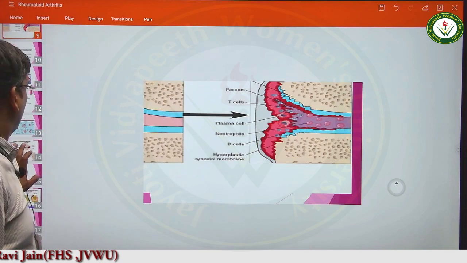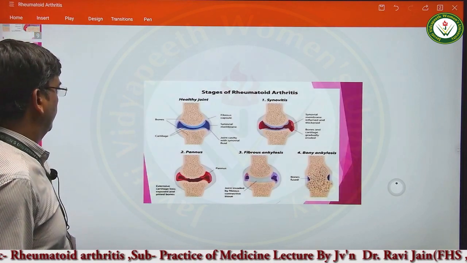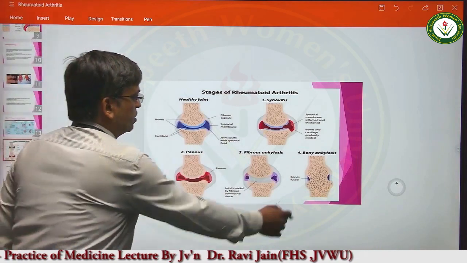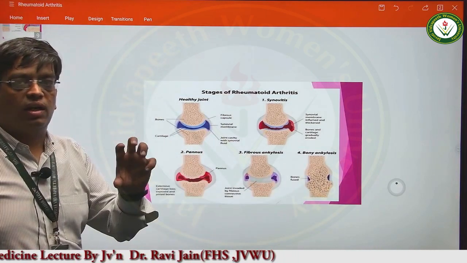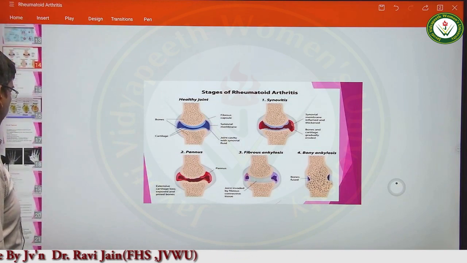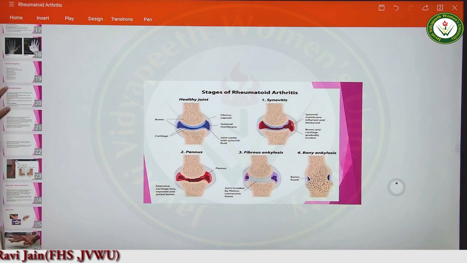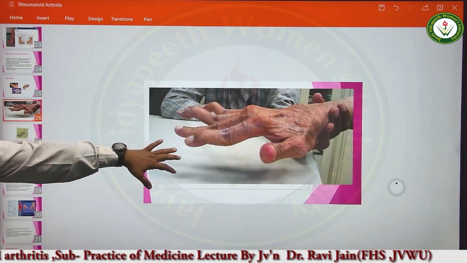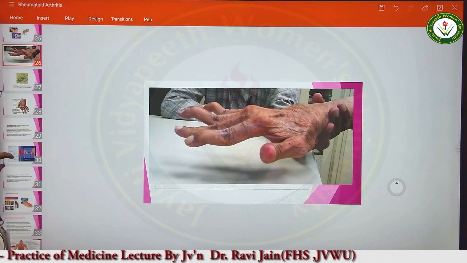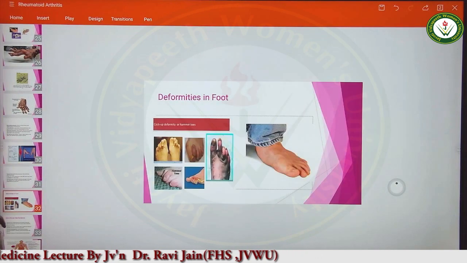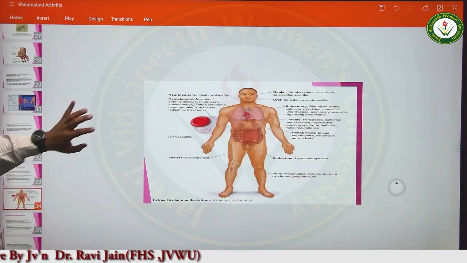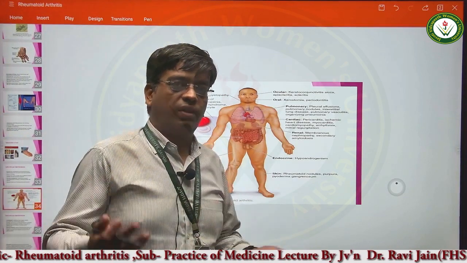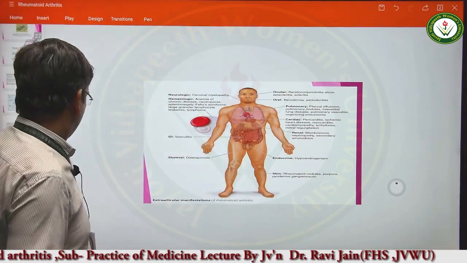This is the process of joint destruction and fusion. Here you can see the joint fusion leading to permanent deformity, permanent disability. This permanent disability is responsible for the various permanent deformities like swan neck deformity, Z-line deformity, flat foot and cock-up toe. These are the extra articular manifestations. The person is not only affected in the joints but also affected in other systems of the body.